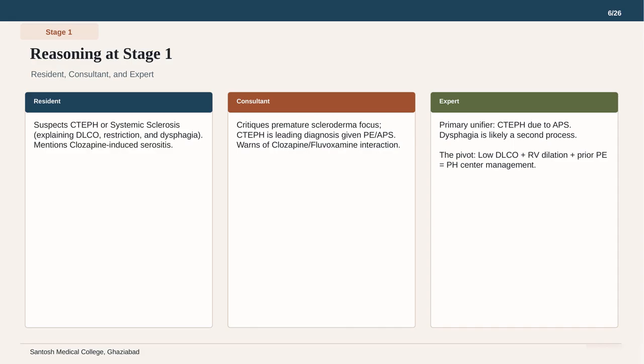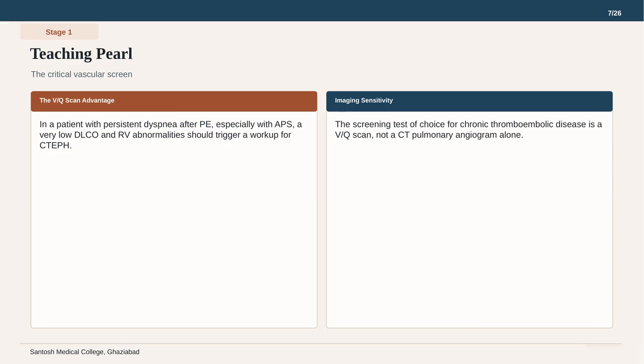Let us look at a key teaching pearl regarding this vascular screening. This teaching pearl highlights the critical nature of the vascular screen. As shown in the left box, when a patient has persistent dyspnea after a pulmonary embolism, particularly with antiphospholipid syndrome, we must be highly suspicious of CTEPH. The combination of a very low DLCO and right ventricular abnormalities is a major red flag. Looking at the imaging sensitivity box on the right, it is important to remember that a VQ scan is the screening test of choice for chronic thromboembolic disease.